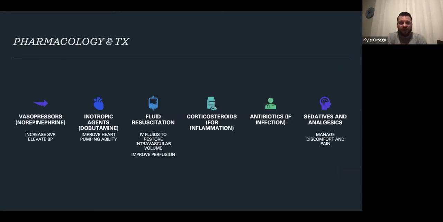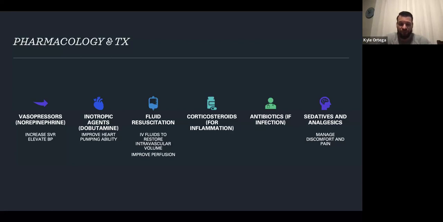All right, so pharmacology and treatments. Pretty much how they treat this type of shock: your vasopressors like norepinephrine, to increase that SVR because we've got to help elevate the blood pressure. That blood pressure has dropped badly, and that's what we've got to reverse to return to homeostasis. Inotropic agents to improve the heart's pumping ability.